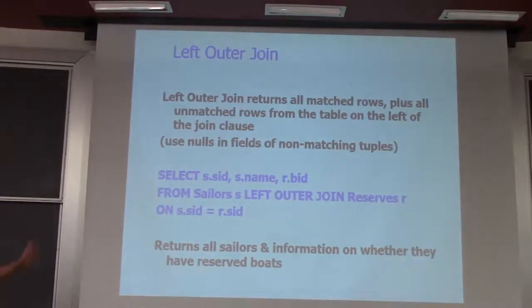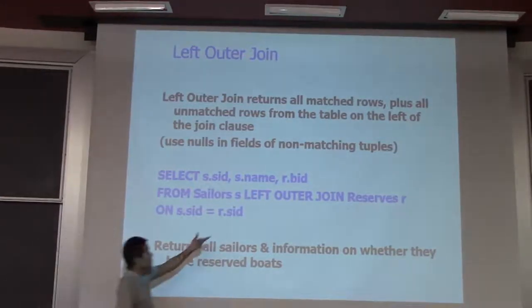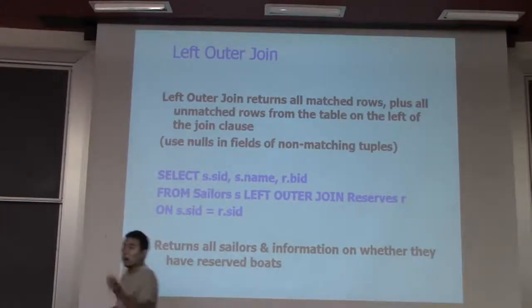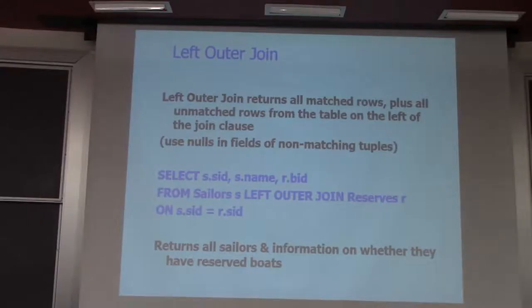Using the same example, I simply change inner join to left outer join, and that will do exactly what I have just said. In other words, it will show all the sailors, and for those sailors who do have a reservation, I show the boat he or she has reserved. But for those sailors who haven't made any reservation, I still show their record in the final output.